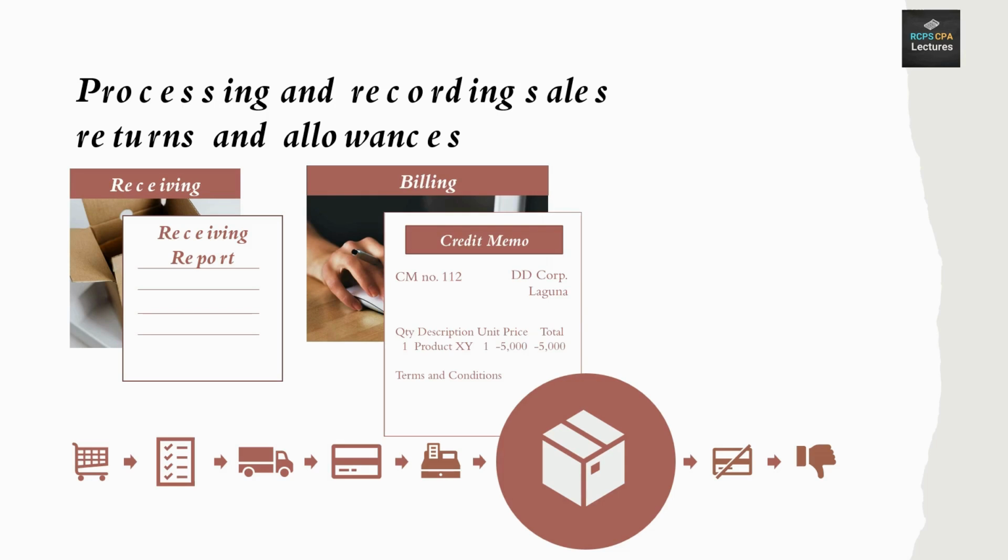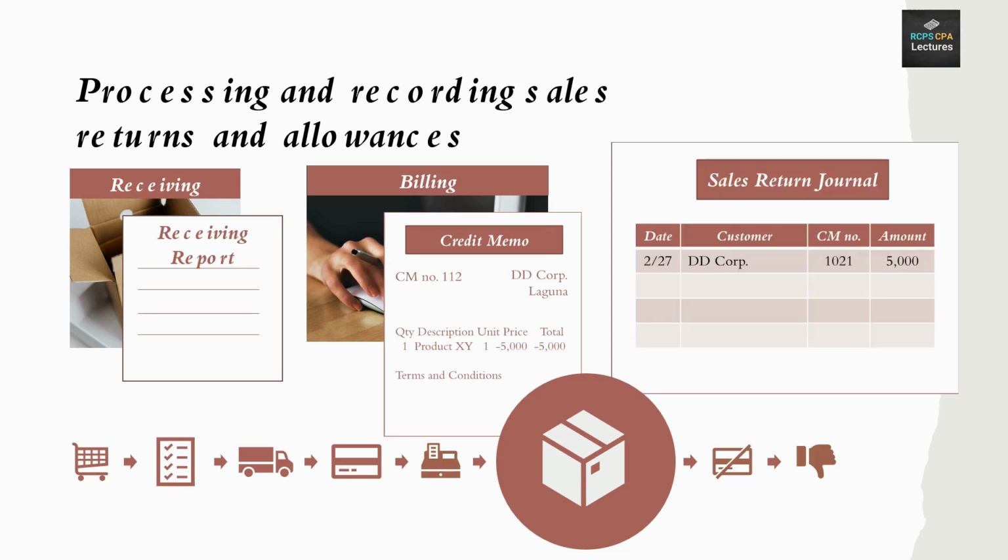The format of the credit memo is similar to the sales invoice, but it supports a reduction in the amount due from a customer instead. The issuance of a credit memo will generate an entry on the sales returns and allowances journal, which serves a similar function as the sales journal. That is why some companies record these transactions in the sales journal instead of maintaining a separate journal altogether.